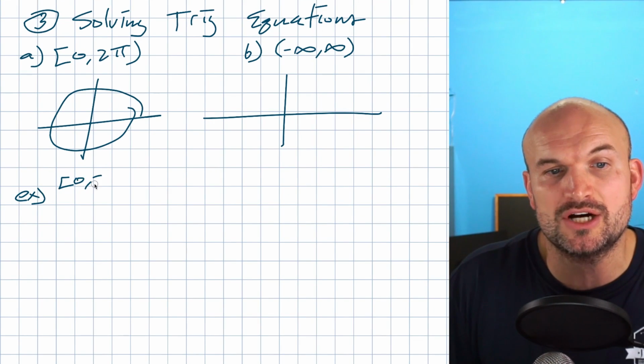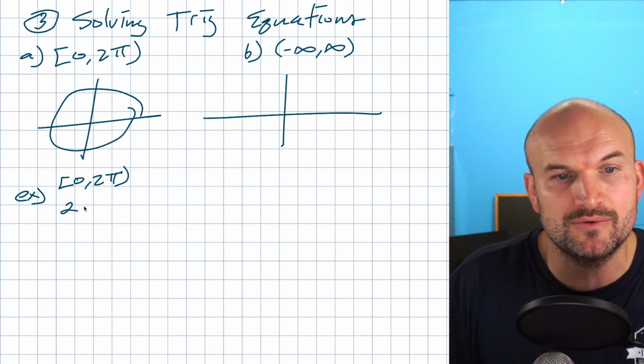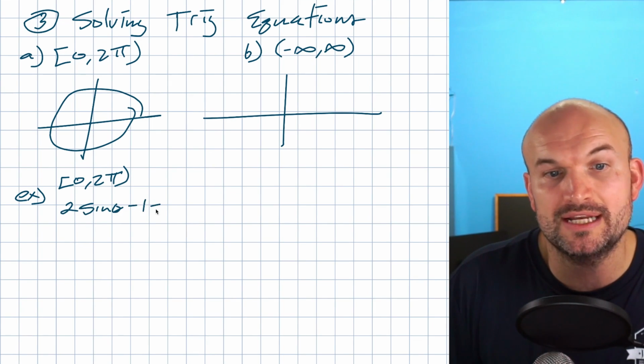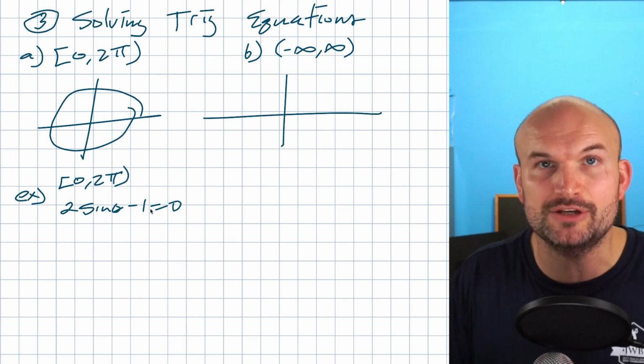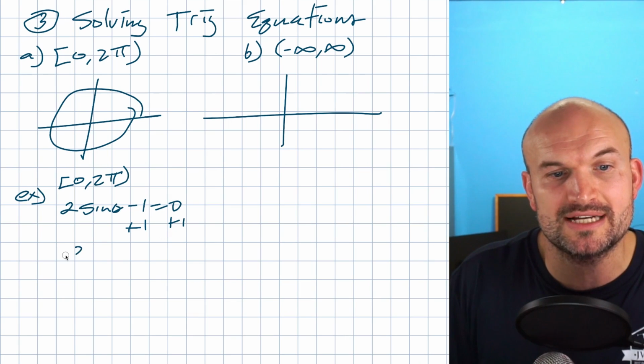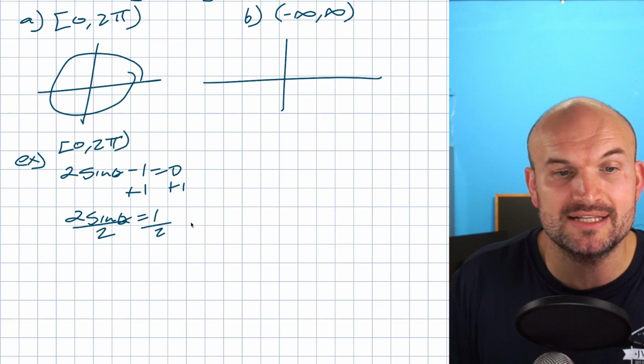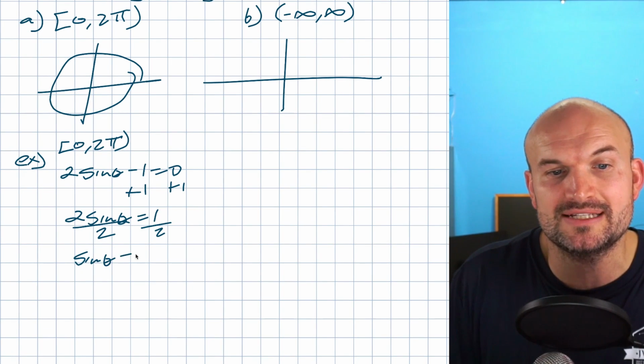First one, I'll just go ahead and solve on the interval of 0 to 2 pi. And that one is going to be 2 sine of theta minus 1 equals 0. So the number one thing you need to do is isolate your trigonometric function. So in this one, I'm going to add a 1 to both sides. That'll give me 2 sine of theta is equal to 1. Then I will divide by 2 on both sides, and I'm going to get sine of theta is equal to 1/2.